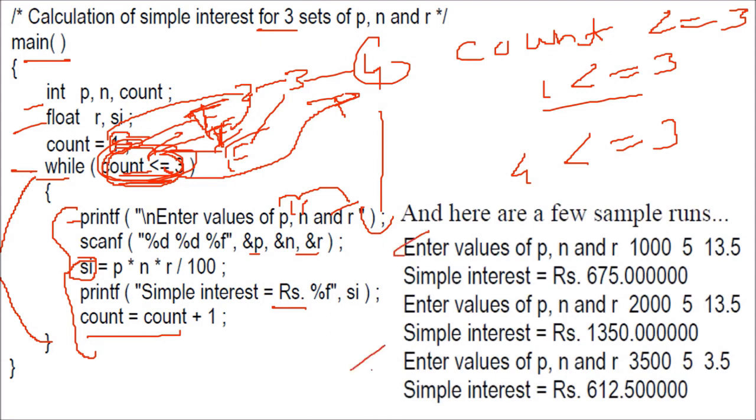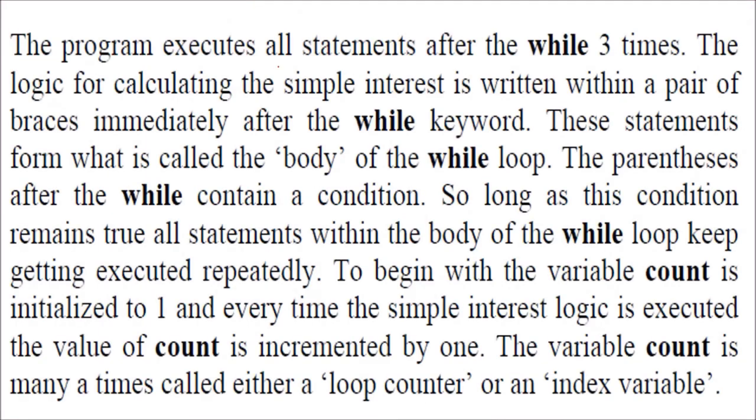So if you enter 3 values, you will find that it will run 3 times while this condition remains true. When we enter here, we wanted this to be true because we wanted this to run thrice. I hope you got the idea. So this program executes 3 times, and the body of the loop will be run thrice till the condition does not meet its end.